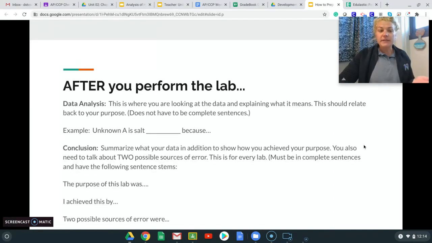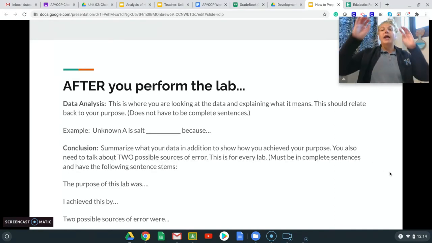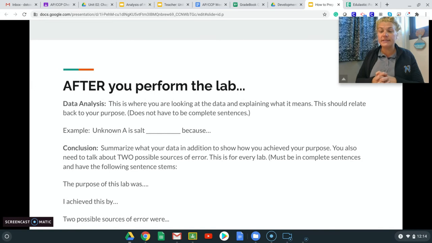And then the last piece is conclusion, okay? And your conclusion has to be in complete sentences, and it looks the same every single time, okay? The conclusion summarizes what your data is in addition to how you achieved the purpose, okay? You also need to make sure that you talk about 2 possible sources of error, and this is for every lab. And your conclusion should have these 3 sentence stems in it every single time.